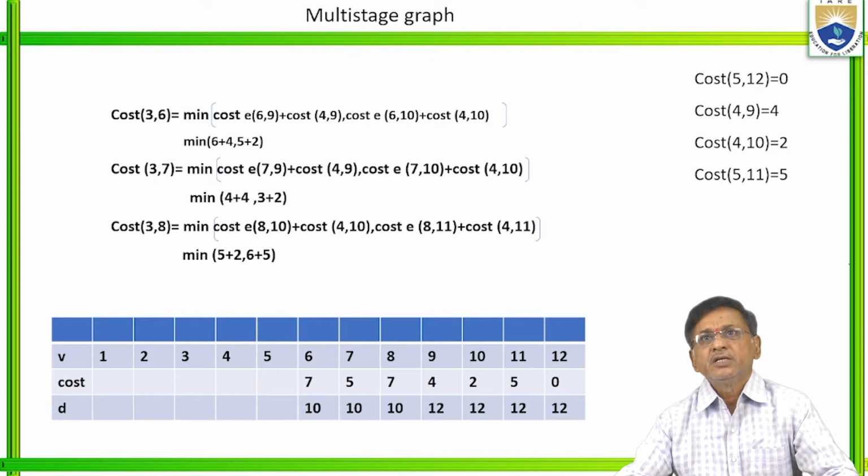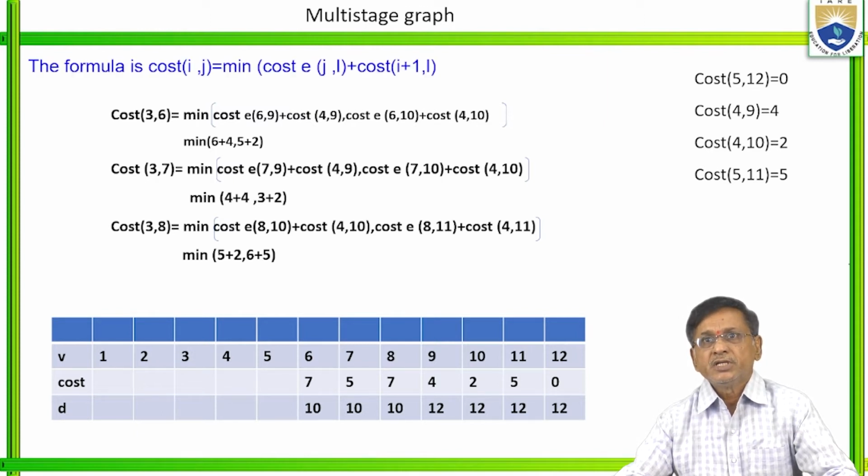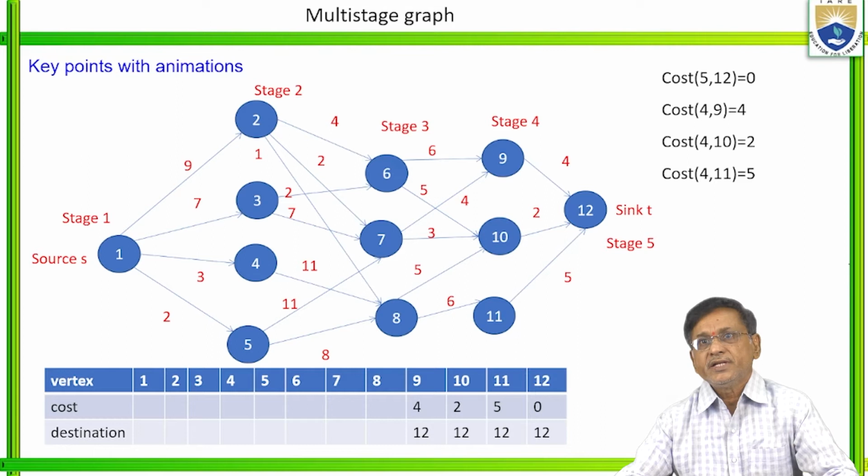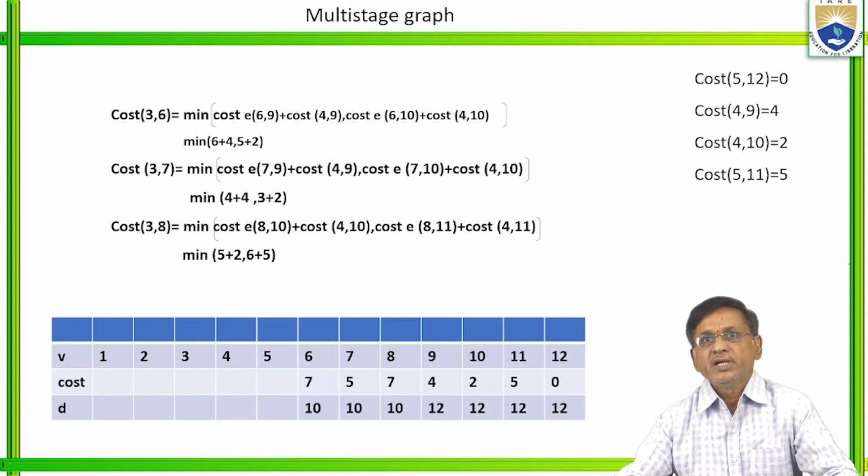So now you can write 6 plus 4. 6 is corresponding to the cost of an edge 6 to 9 plus cost of vertex 9 in the fourth stage is 4. So that is corresponding to the one path. Corresponding to the another path, we have to find out the cost of an edge 6 to 10 plus cost of vertex 10 in the fourth stage. So cost of an edge 6 to 10, how much? Now cost of an edge from 6 to 10, that is equal to 5, and cost of a vertex 10 is 2. So 5 plus 2, that is 7.